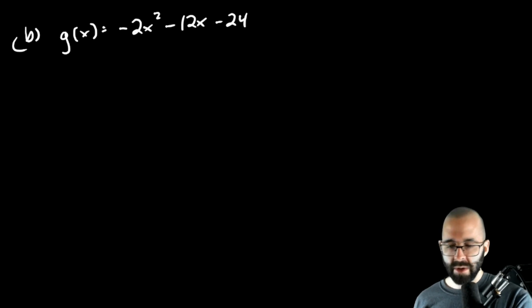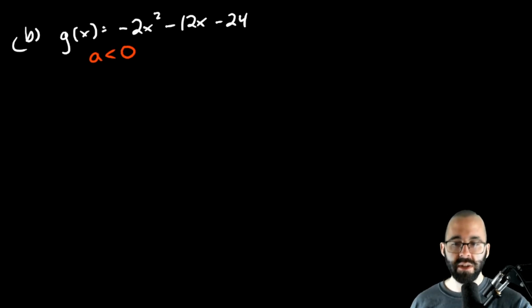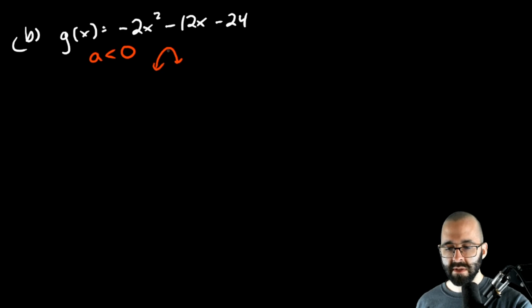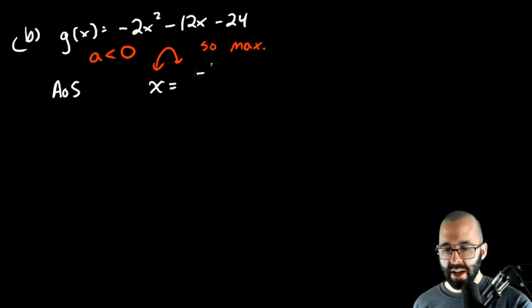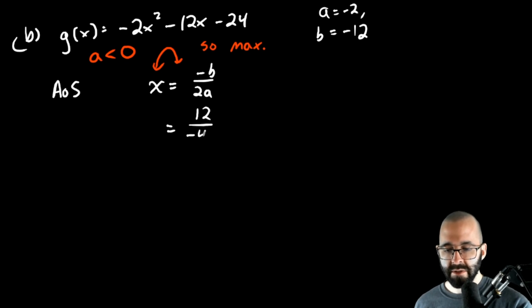Part B is going to be g of x equals negative 2x squared minus 12x minus 24. And again, our a value is negative here. a is negative 2. So there's going to be a maximum. It's going to open downwards. Let's find the axis of symmetry. That's going to be at x equals negative b over 2a. Again, a is negative 2, b is negative 12. So this becomes a positive 12 over a negative 4. That equals negative 3. This is our axis of symmetry.